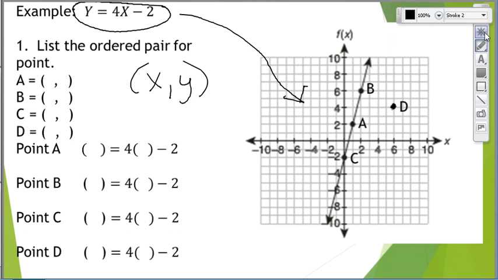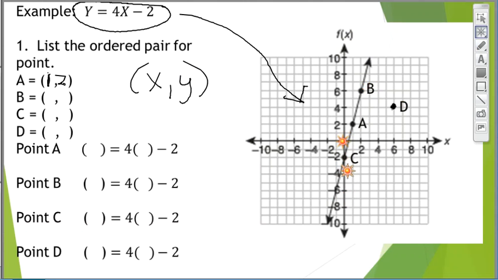Okay, so if we're going to find the location for point A from the origin, we have to move to the right 1. So that means our x-coordinate is going to be 1. And then we have to move up 2. So our y-coordinate is going to be 2. So point A is found at (1, 2). Remember, you always have to list the x-coordinate first and then the y. Remember, it's in alphabetical order. Okay, let's go ahead and list the ordered pair for point B.